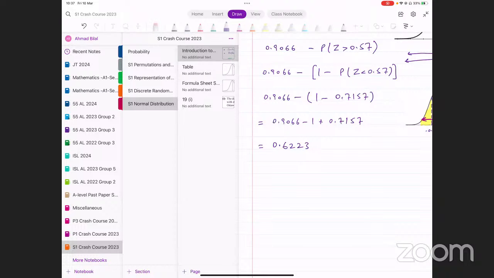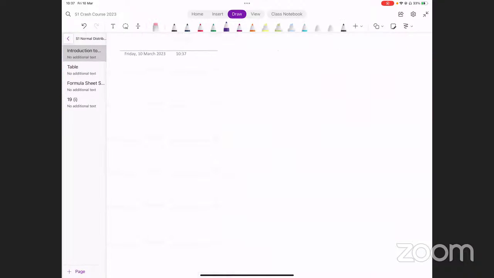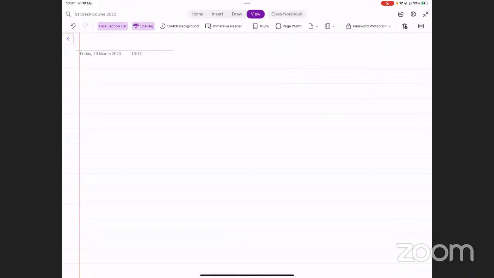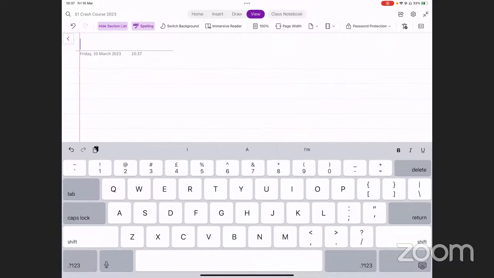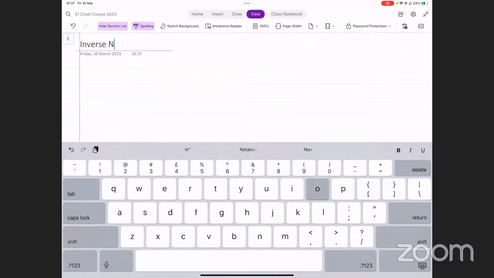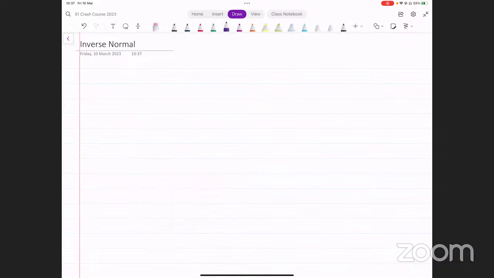Now today, what we're going to do is the reverse process and understand how that works. This is called inverse normal. In this case, we would have some variable which follows normal distribution. However, we would have some missing information. For example, we might not know what the mean is, or we might not know what the standard deviation is, and we would have to find those values of mean and standard deviation.